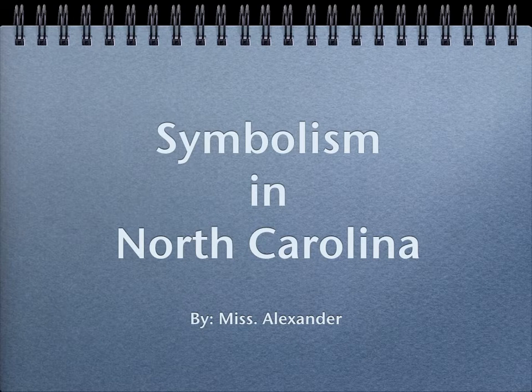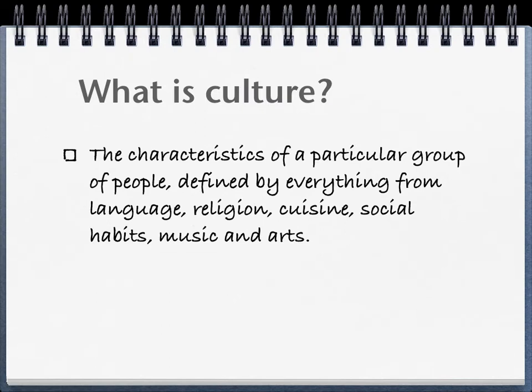from last lesson. What is culture? What is symbolism? What are symbols? We'll start out with culture. It is the characteristics of a particular group of people, defined by everything from language, religion, cuisine, social habits, music, and arts. When I think of culture, I'll use the music and arts example. The Irish American culture is represented through Irish step dancing and Celtic music.